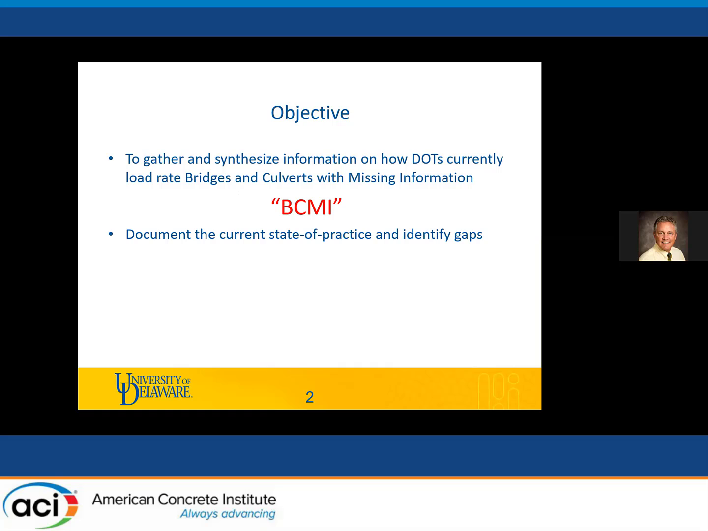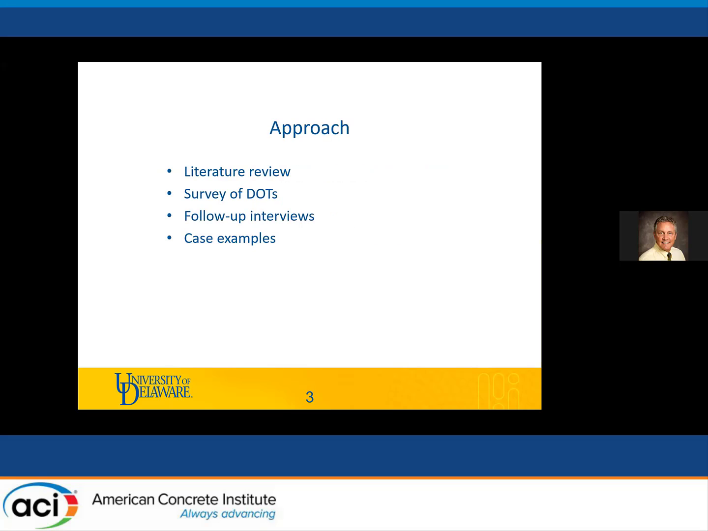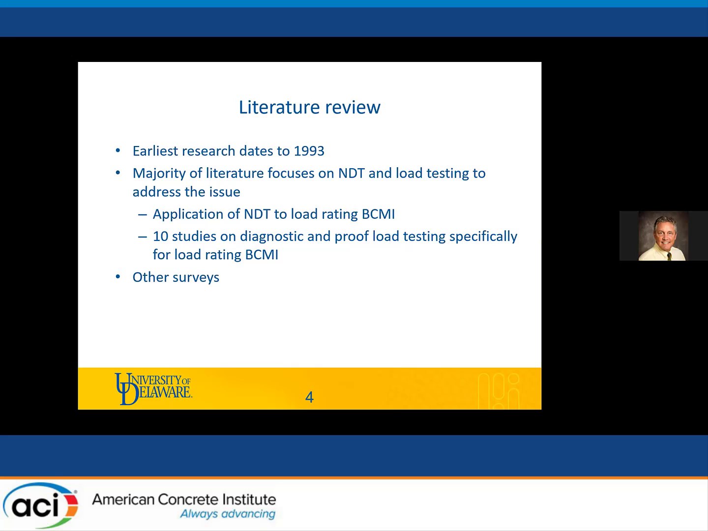So the objective for the project was basically to determine the state of practice for how owners handle load rating bridges and culverts with missing information. To simplify things, we just refer to them as BCMI. The approach is pretty straightforward, and this is typical for all NCHRP synthesis projects. It requires a literature review, a survey of DOTs, some follow-up interviews, and then development of case examples. So I'll step through those steps from the project.